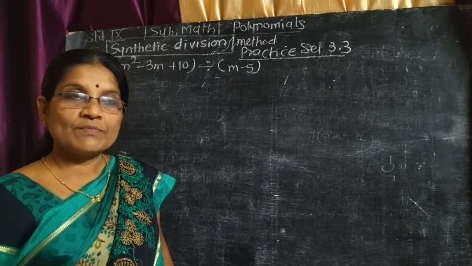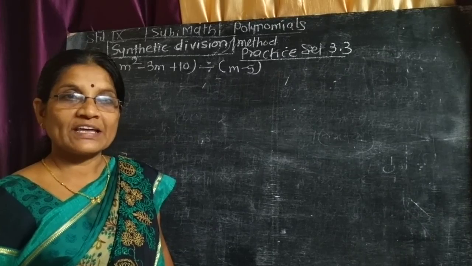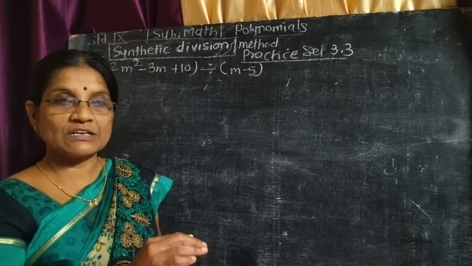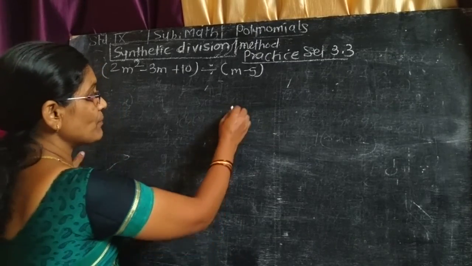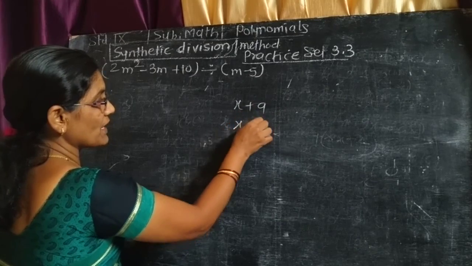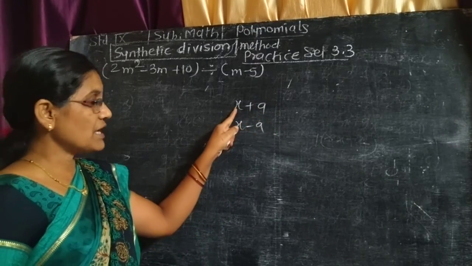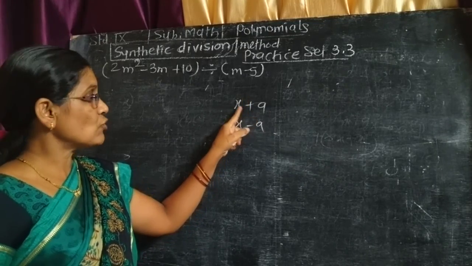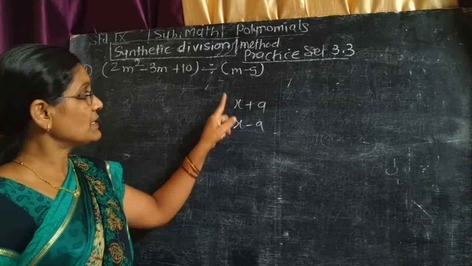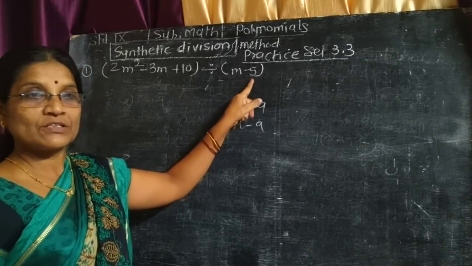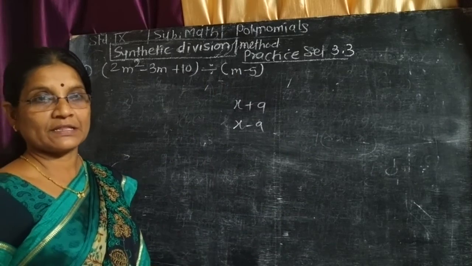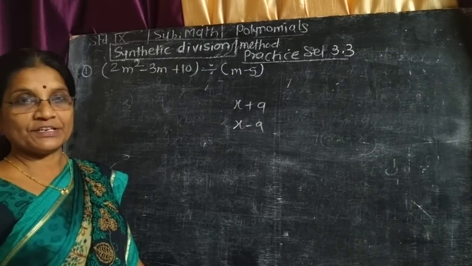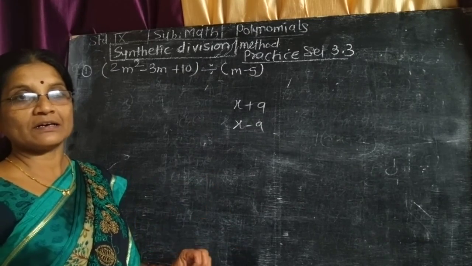For that we must know two main things. The divisor must be of the form x plus a or x minus a, meaning this x is any variable with index 1 and its coefficient is 1. For example, in this example it is m minus 5, so we can solve it by the synthetic division method. And also we must find the index form of the dividend. डिव्हिडंडचा इंडेक्स फॉर्म काढणं गरजेचं असतं.